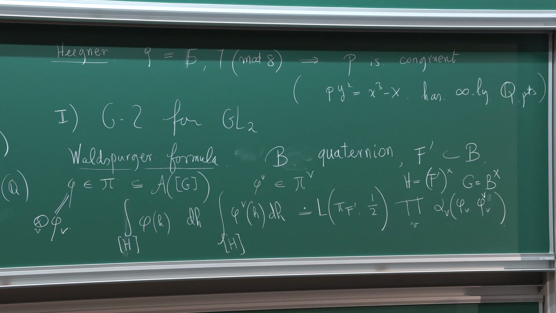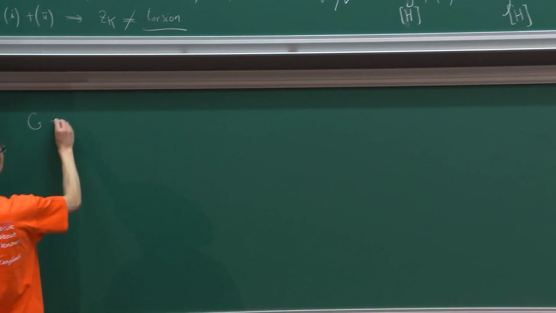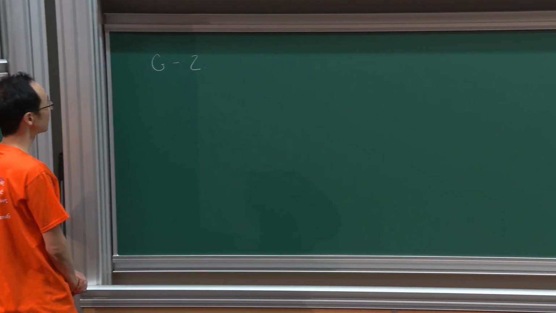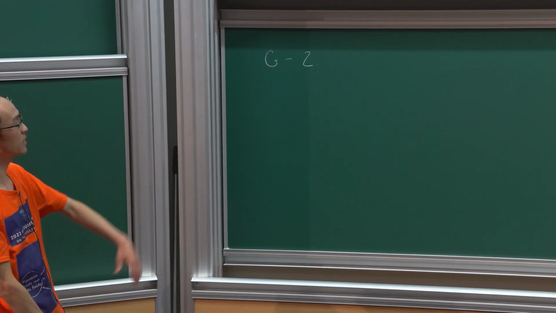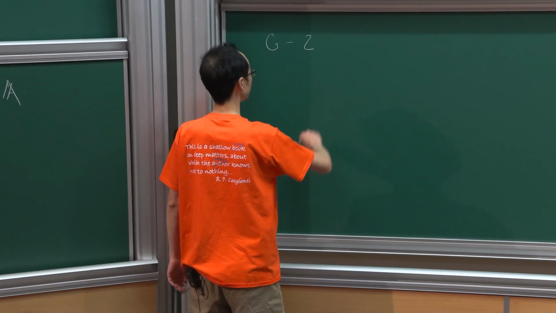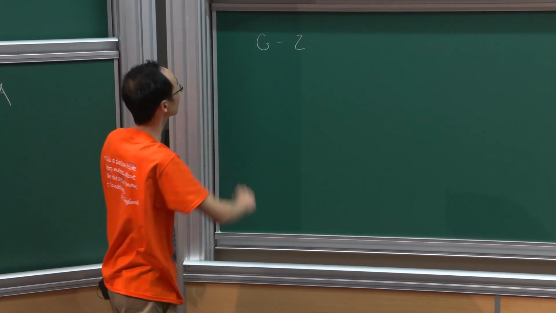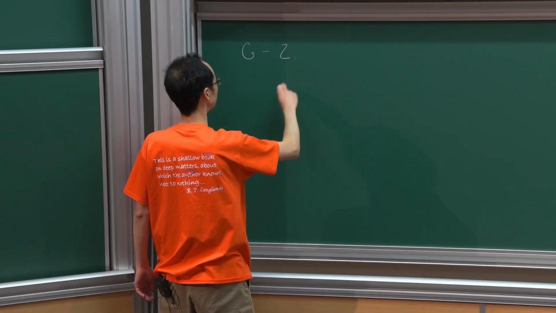So now for Gross–Zagier, general Gross–Zagier over GO2. What you can do is compare with Waldspurger's formula. So I'm going to write: given an elliptic curve A, or GO2-type abelian variety, over F.